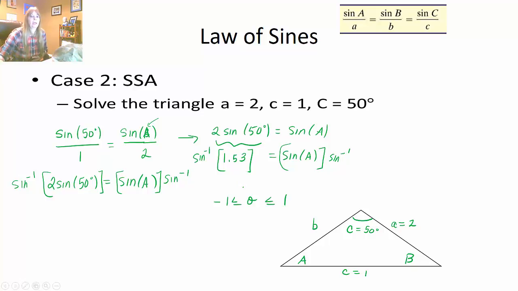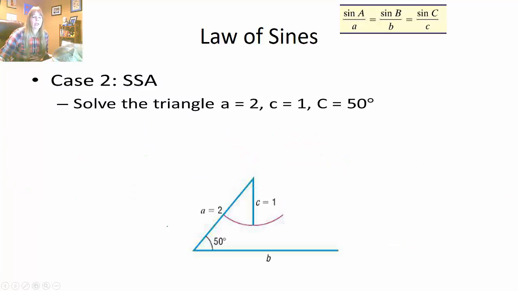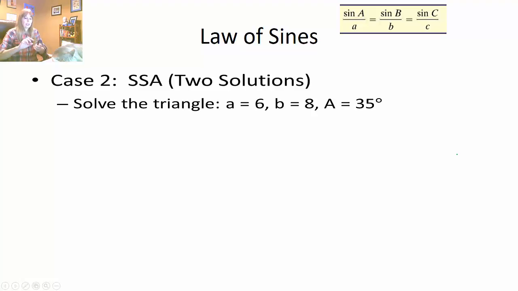So what happened? Well, this is actually what this looks like. Every once in a while you get some oddball problem where you can see that this isn't a complete triangle, and so you have to be careful with these. So let's do an example where you could even come up with 2 solutions.